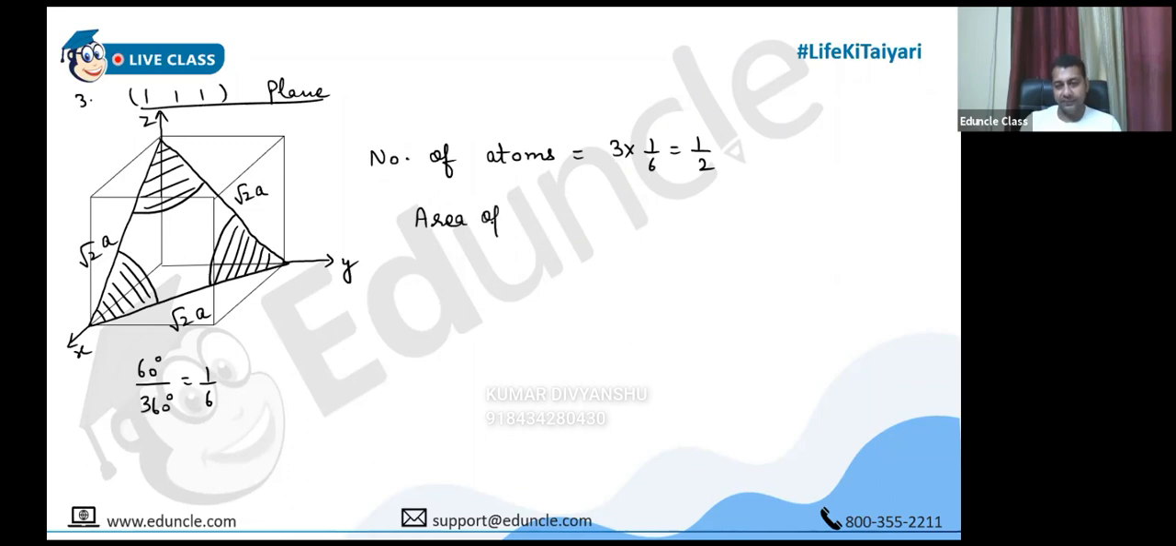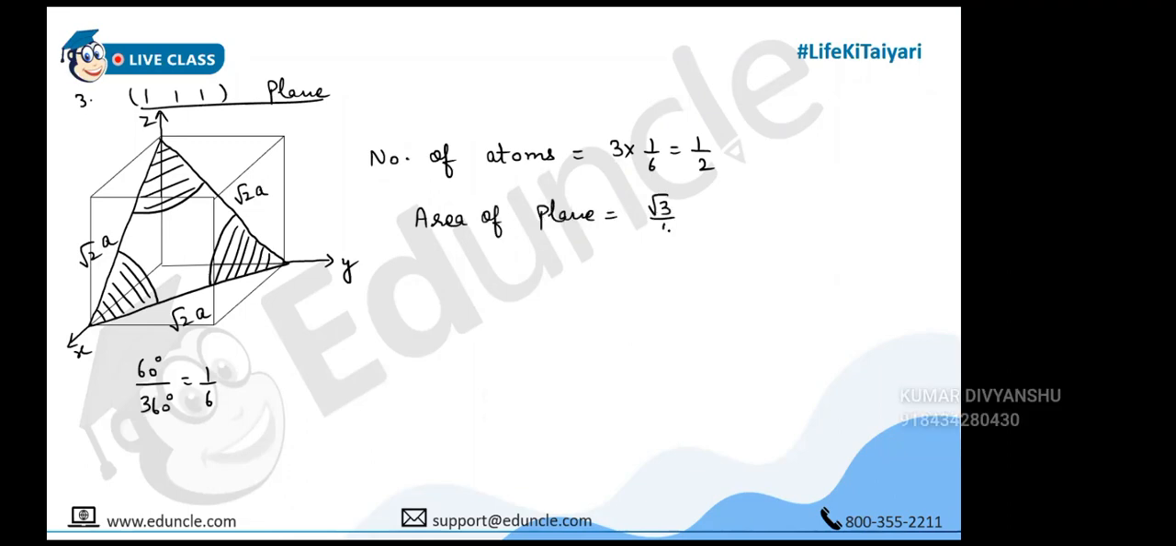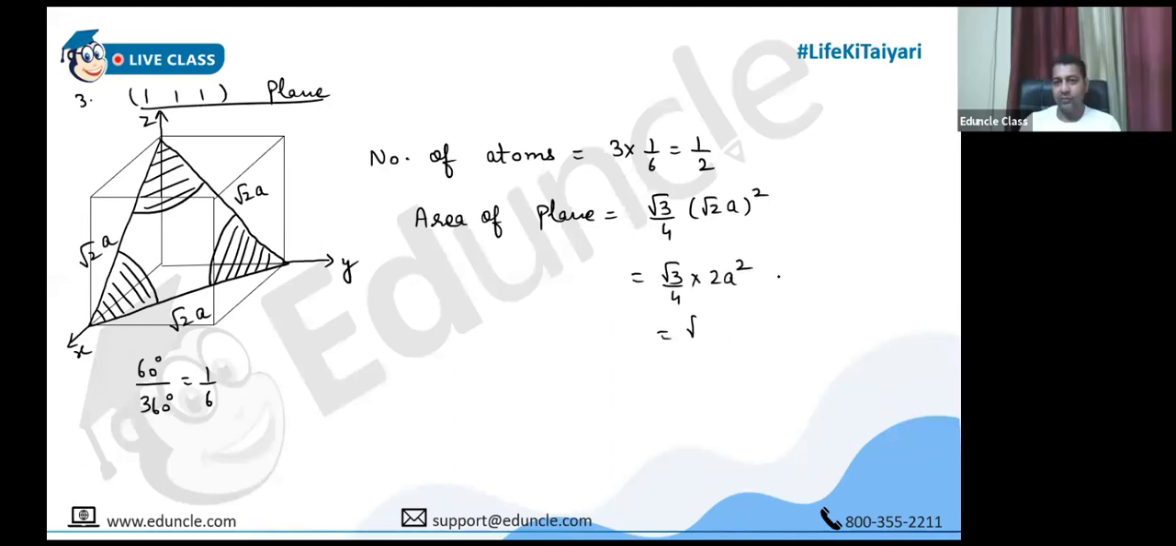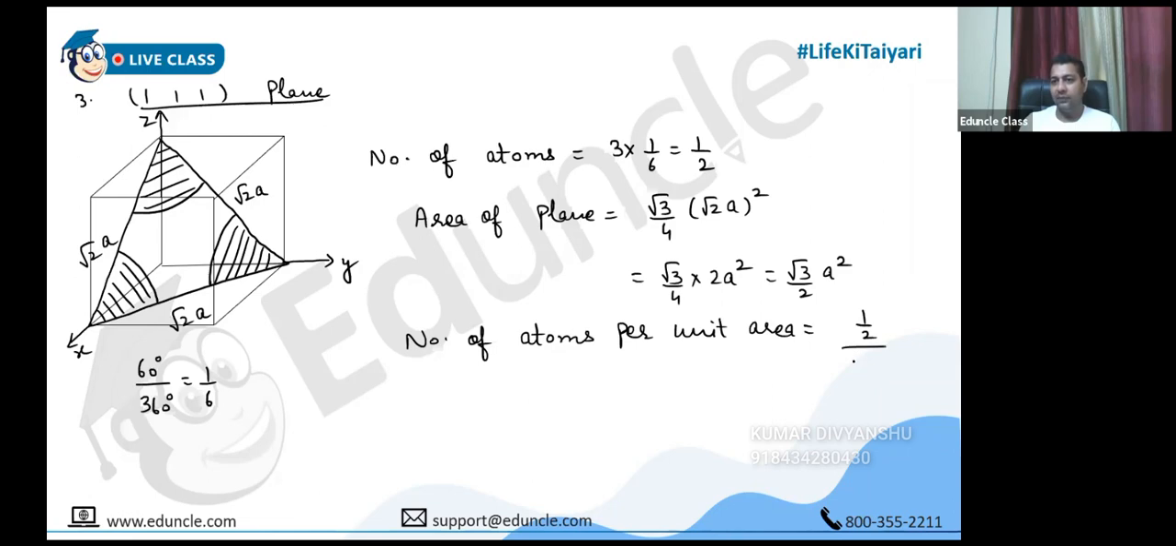And what is the area? How to calculate the area of the plane? Half into root 3 by 4 a square, and side is root 2a. So this comes out to be root 3 by 2 a square. Please check everyone. Number of atoms per unit area: half by root 3 by 2 a square, so 1 by root 3 a square.